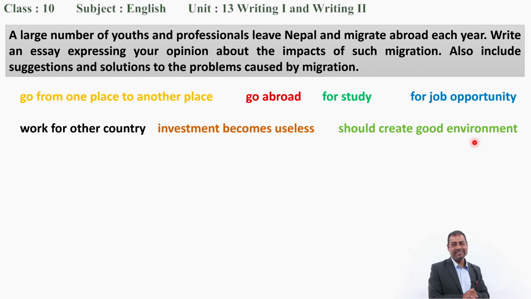I hope you might have finished writing. So after writing this, what you have to do? Now develop your points into sentences. Please start doing now. For example, you can develop this, go from one place to another place, into a sentence. Go abroad for study in a sentence. For job opportunities in a sentence. Work for other country in a sentence. Investment becomes useless in a sentence. Should create good environment in a sentence. And if you have some more points, you can now develop them into sentences.